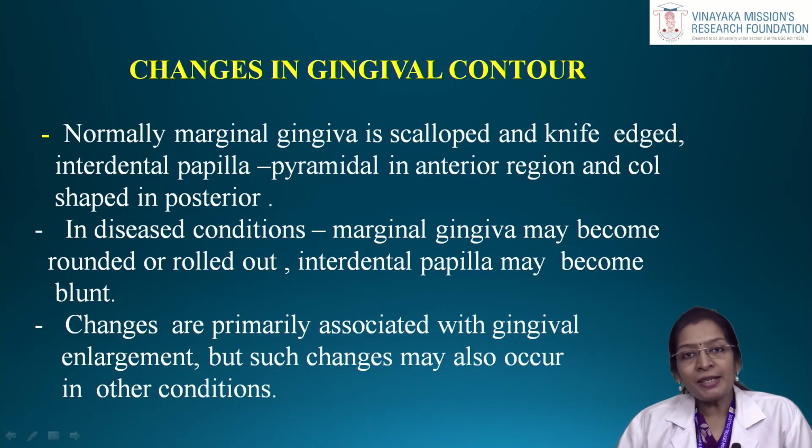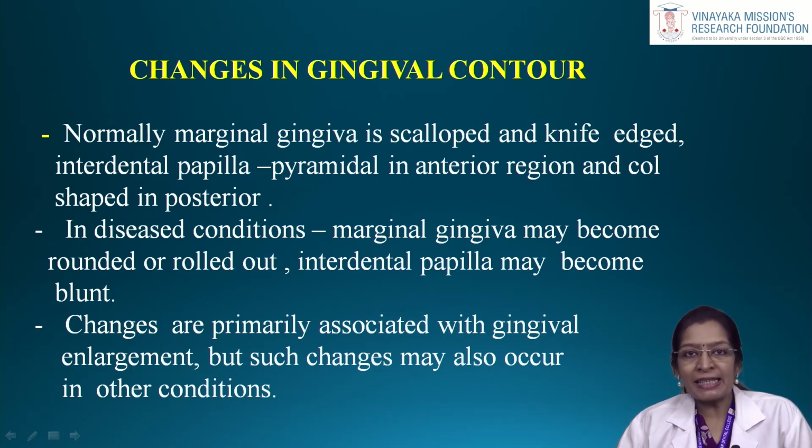Now, moving on to the changes in the gingival contour. Normally, the marginal gingiva is scalloped and knife-edged, and the interdental papilla shape is pyramidal in the anteriors and cone-shaped in the posteriors. In disease conditions, the marginal gingiva loses its scalloping and becomes rounded, bulbous or rolled out, and the interdental papilla becomes blunt and flat. These changes are primarily associated with gingival enlargement, but some changes may occur in other conditions too.